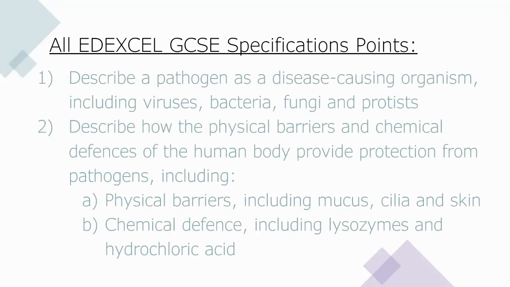So our first set of specification points for all of EDEXCEL GCSE specifications are to describe a pathogen as a disease-causing organism, including viruses, bacteria, fungi and protists. Describe how the physical barriers and chemical defence of the human body provide protection from pathogens, including physical barriers, including mucus, cilia and skin, and chemical defence, including lysozymes and hydrochloric acid.